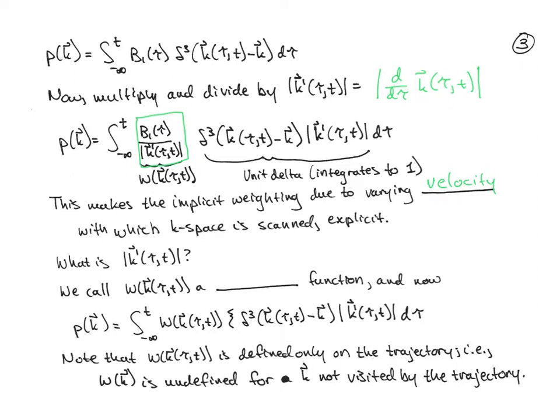So what is k prime of t? It is equal to the magnitude of gamma times g of t, since k is the integral of the gradient, that's what we get. And we call w of k of t a weighting function.